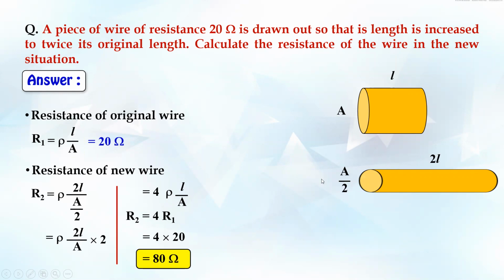Remember this, area only becomes half if the wire is pulled or stretched or drawn out. If the wire is cut, remember the area should be the same, that is A. So this is the sum. Next one.